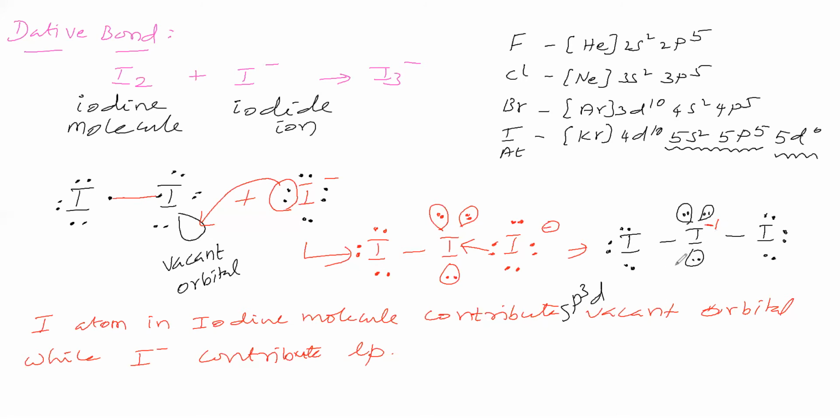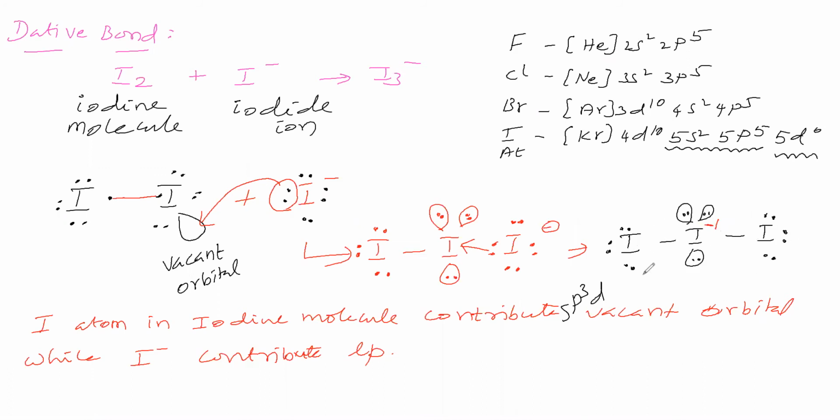It is having 2 sigma bonds and 3 lone pairs. 2 sigma bonds and 3 lone pairs means the shape is linear, bond angle is 180°. Now these 3 lone pairs, if you join, you will get a triangular planar. Now these 2 sigma bonds, how will they be? They are 180° to each other. Okay, this is about I3 minus.